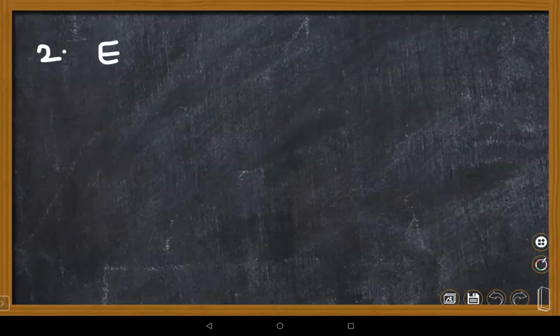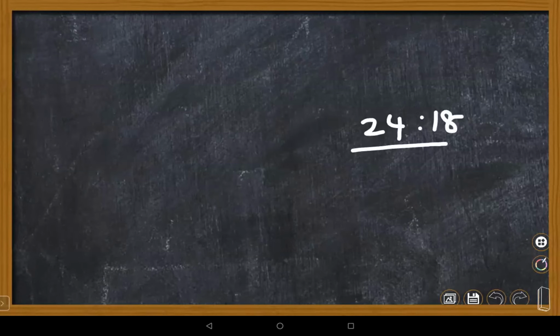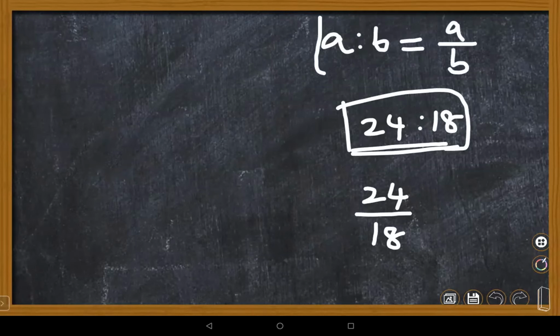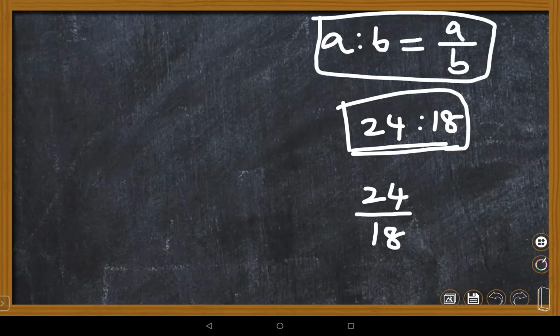Ma'am, how did you get 4 by 3, ma'am? Yeah, very good question. I just said 24 is to 18. What I said, children, ratio is nothing but comparing by doing division. So 24 by 18 I can write. Yes or no? A is to B can be written as A by B, children. So I can simplify here with the 6 table.